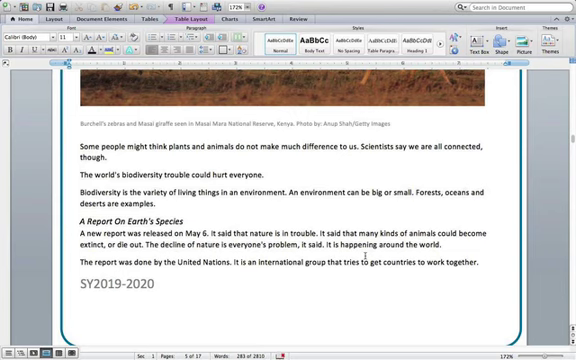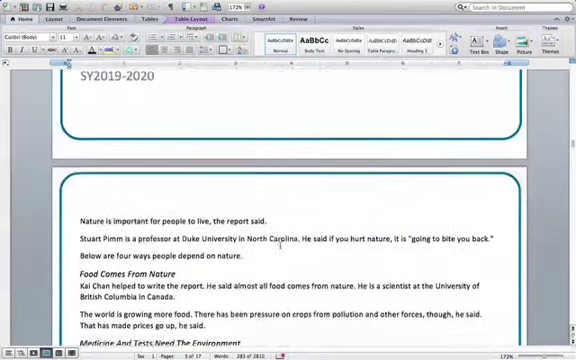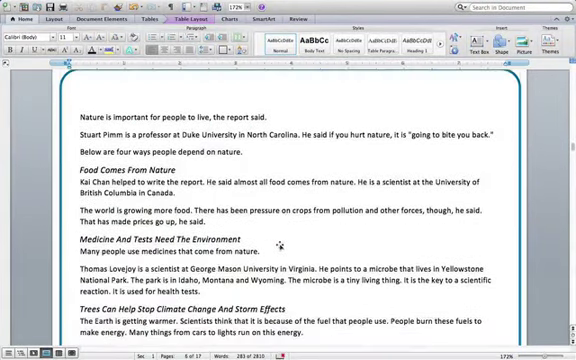Let's stop and think for 1 second. What information did the report give to people? That's right. It said that nature is in trouble and that animals could become extinct or die out. And this is everyone's problem. This is very important information that we all need to understand so that we can move forward. Let's keep going.